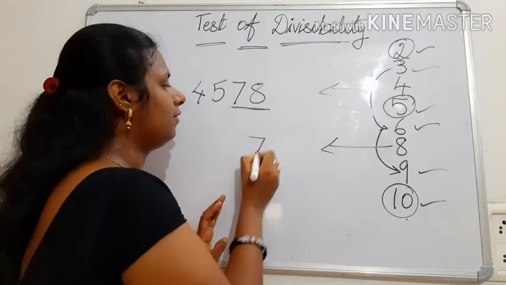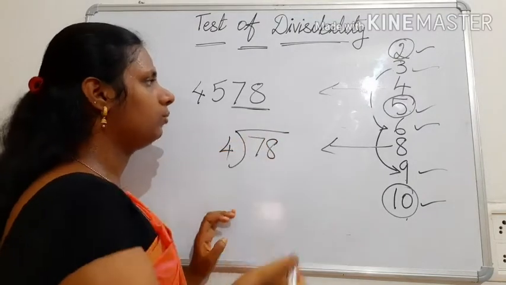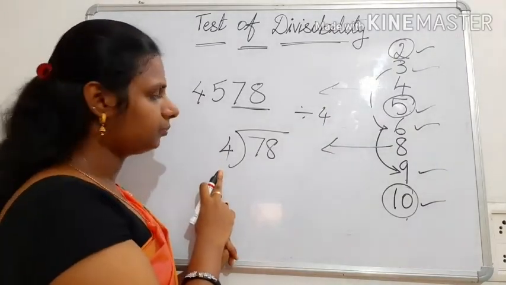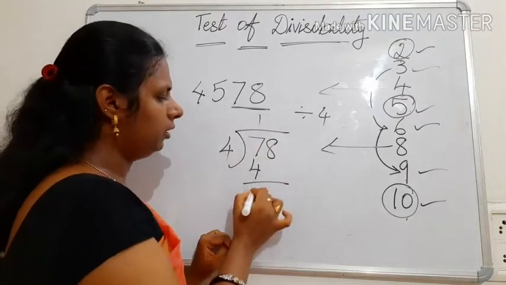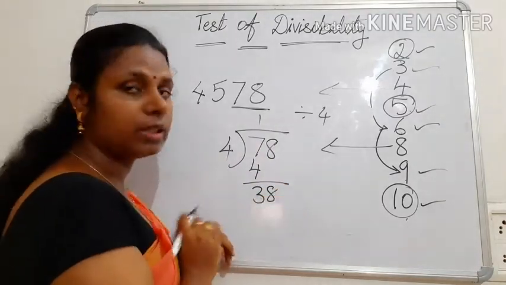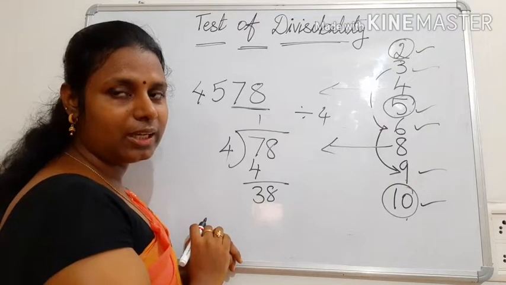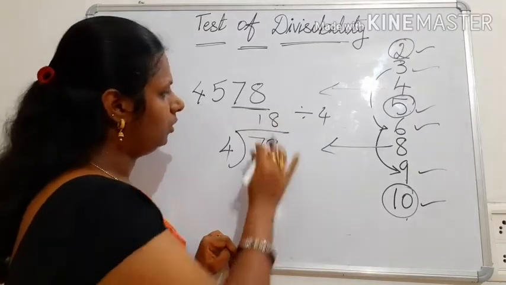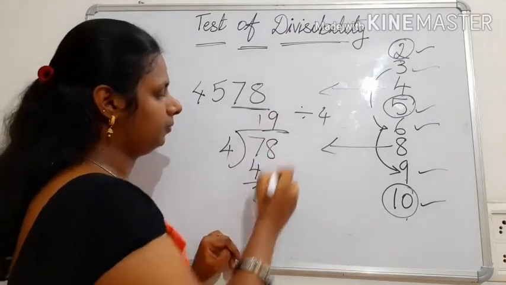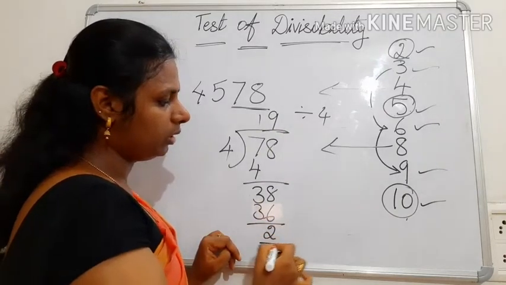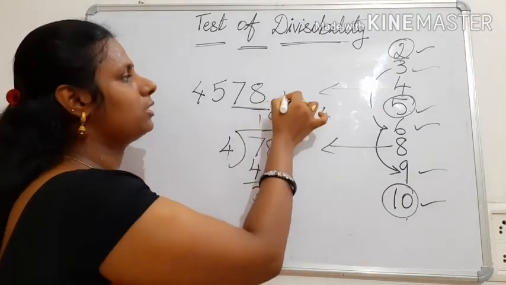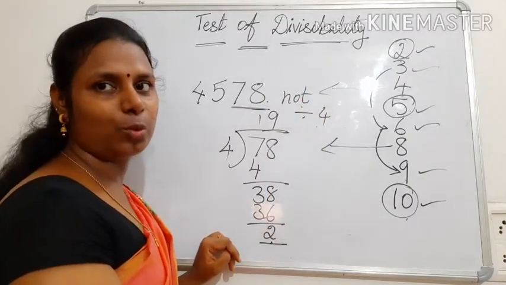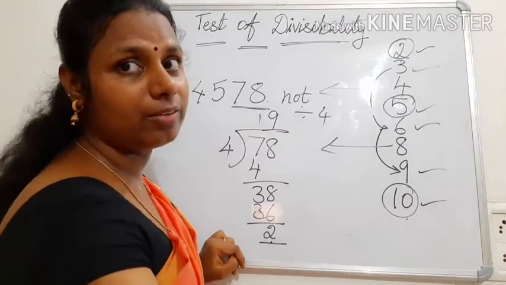Okay. Now let me take 78 and divide by 4. Now I am seeing divisibility by 4. 4 ones are 4. 3 left. Then 8. 38. 4 8s are 32. 4 9s are 36. Then 2 is the remainder. So this number is not divisible by 4.